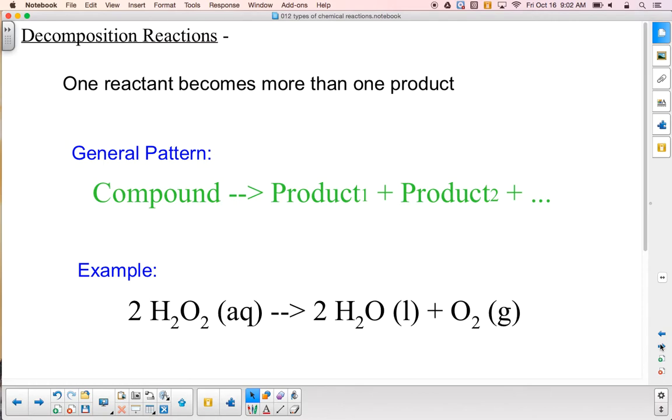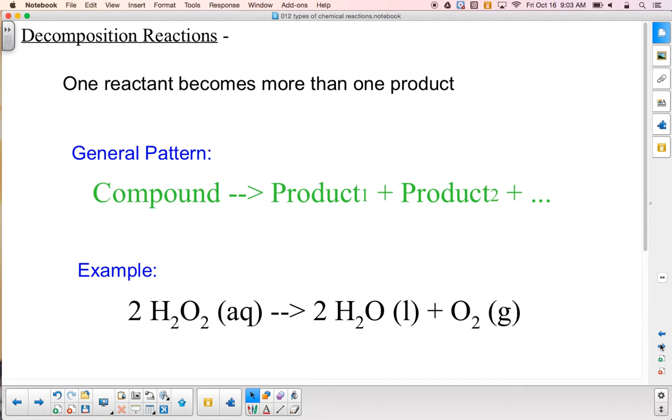The next type of reaction is the decomposition reaction. Decomposition is exactly what it sounds like. It's a process of something breaking down. In this case, one reactant is going to become more than one product. The general pattern here is a compound yields one product plus another product plus however many products your compound happens to break down into.